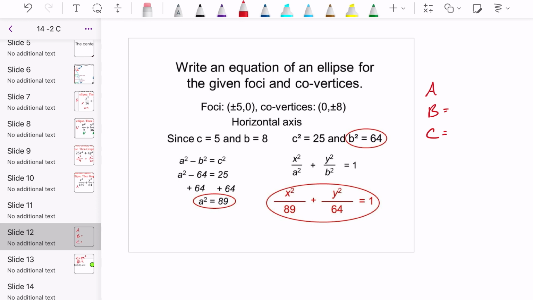Here it says, write an equation for an ellipse for the given foci and co-vertices. The first thing to understand is that the vertices and the foci are going in the same line the entire time, which means if we take a look at our foci, this is our X and this is our Y. This means that it's going to be moving left and right. So our entire graph is going to be horizontal.